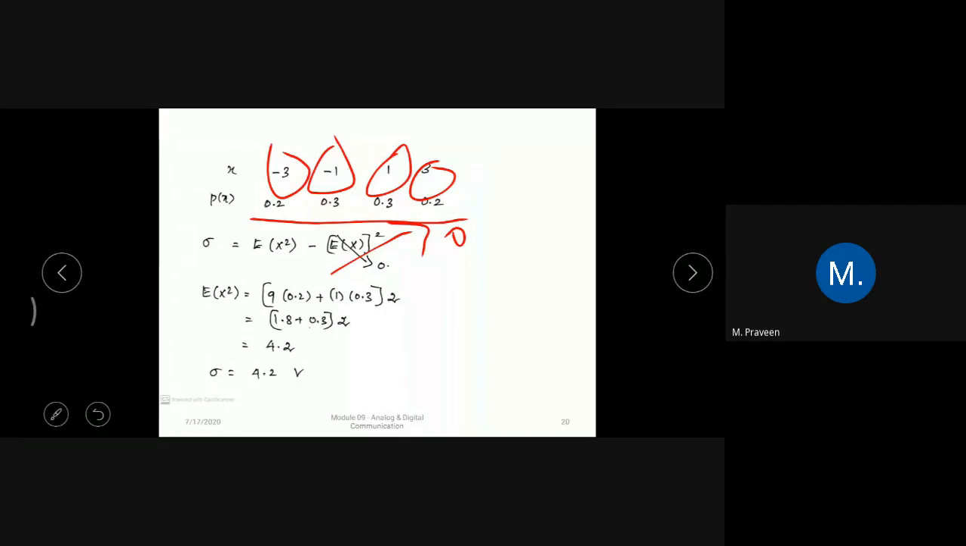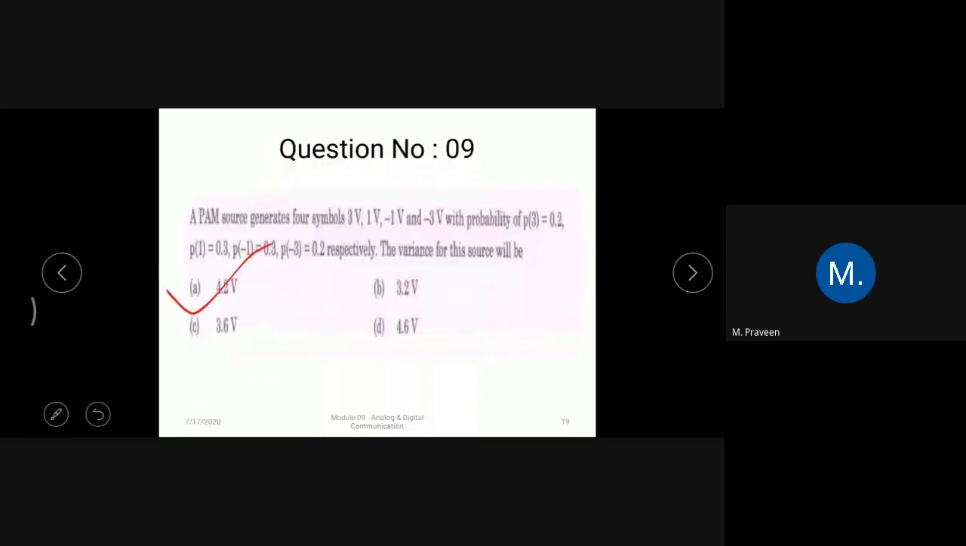So minus 3 whole square into 0.2 plus minus 1 whole square into 0.3. Once it is repeating, I simply multiply it by 2. So the final answer is 4.2 volt. So this is the variance for the given PAM signal. So the answer is A.